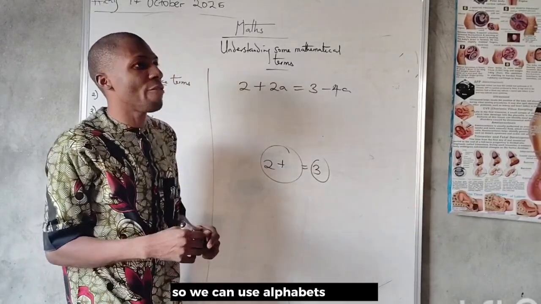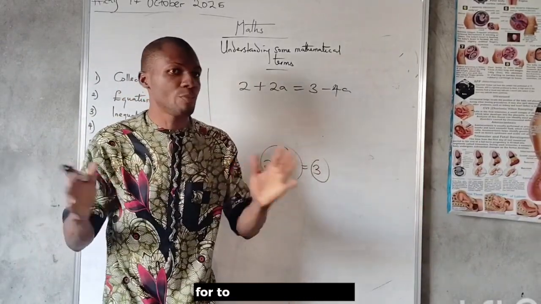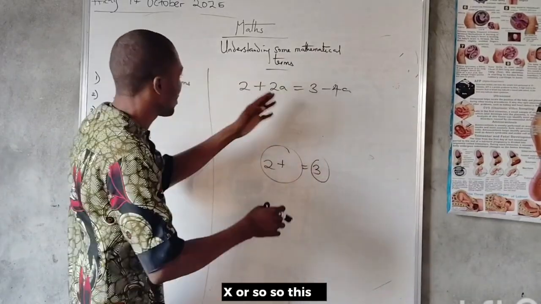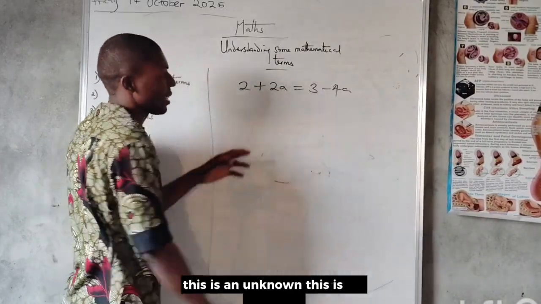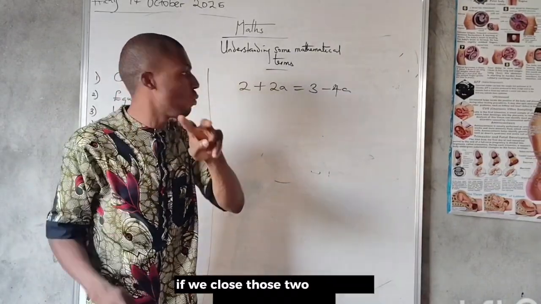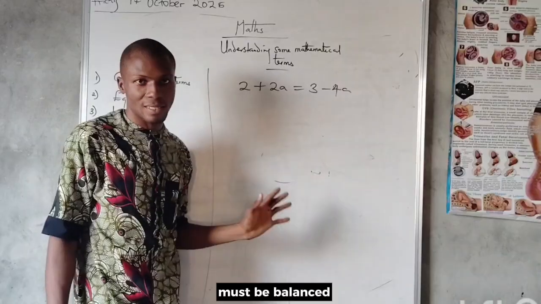So we can use alphabets for that, to represent anything. We can use A, B, C, anything, P, X, or so. So this is an unknown. This is an unknown. They're telling us that the unknown they're looking for is twice. If we add those two, these two must be balanced.